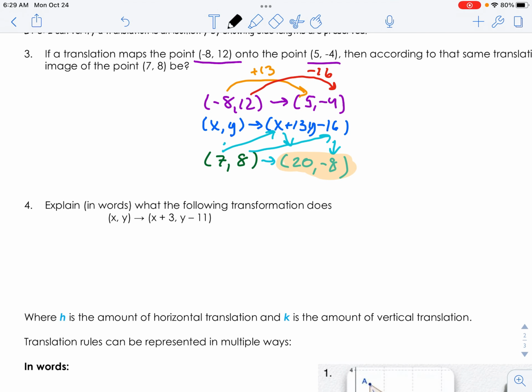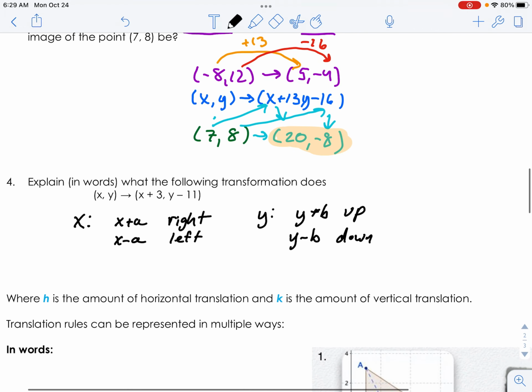All right, a couple more problems just to ensure that we're getting it. Explain in words what the following transformation does. So let's even write this out. For x, plus a would be right. X minus a would be left. For y, plus b would be up. Y minus b would be down. All right, so in words, what does this do? Simple as this. Right 3, down 11.